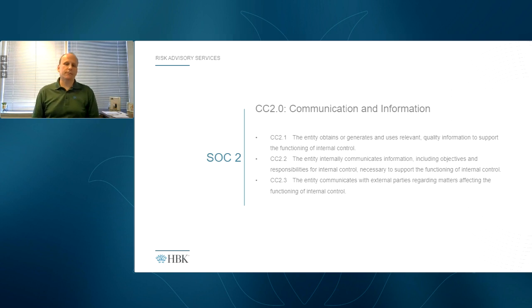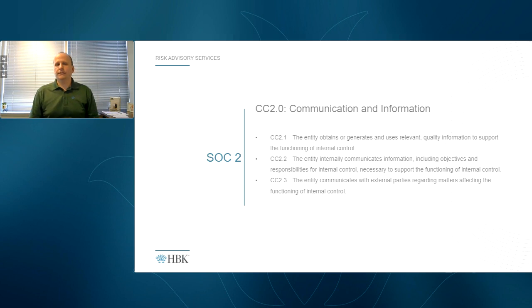Moving on to CC2, this is communication and information. Think about whether the information being generated by the organization is relevant, quality information, and whether it's making it to the appropriate individuals. And once it makes it to those individuals, is it then being communicated to the appropriate parties, both internally and externally? We'll want to make sure the organization has controls aligned to achieve these 3 criteria.